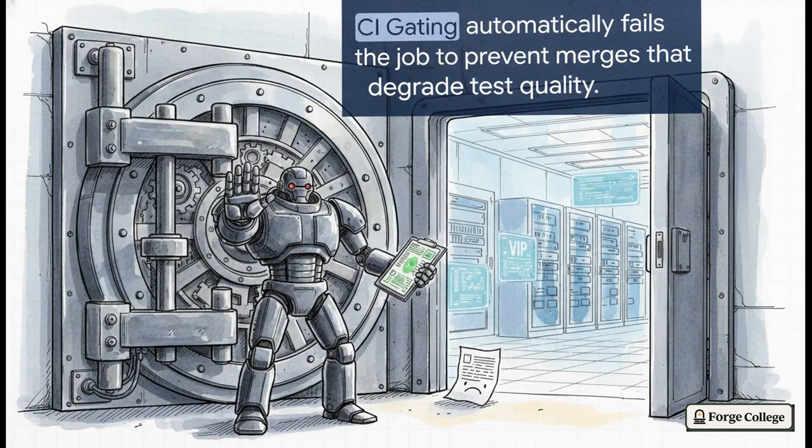Let's zoom in on stage 3 for a second, because CI gating is the absolute linchpin of this whole assembly line. The CI gate acts as a ruthless bouncer for your codebase. It will automatically fail the job if a pull request drops coverage below your designated threshold. It completely prevents anyone from merging code that degrades your overall test quality. Basically, no VIP access without the right coverage numbers.